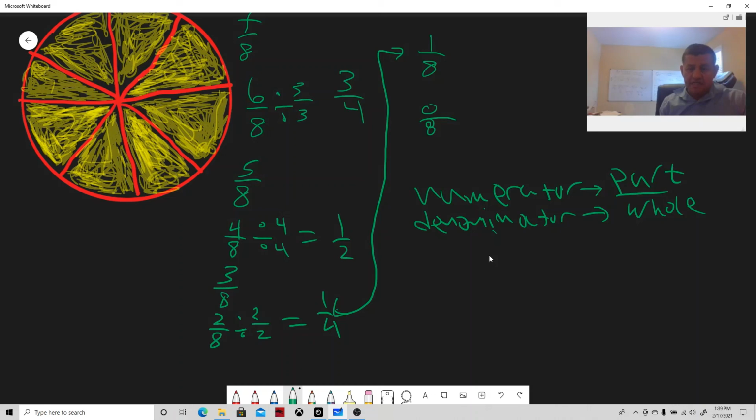If you have, for example, 10 cents out of a dollar, you will write 10 over 100, which is also represented as 1/10. See, you got 1/10 of a dollar. See that? So yeah, that's how we represent fractions.